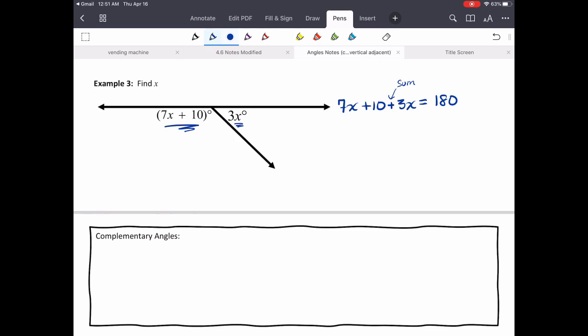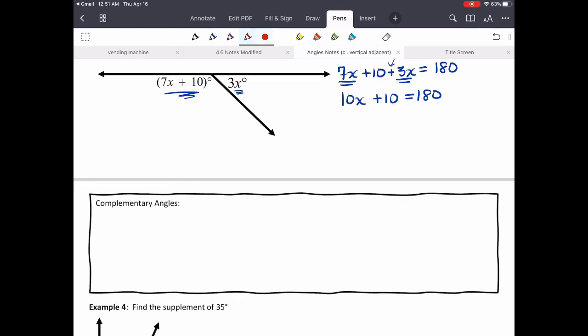So 7x plus 3x, when we add that up, we get 10x. Don't add 7 and 10x and get 17. Now I could divide by 10 or I could subtract 10. I want to, and you want to, subtract 10 first, then divide last. What you do to one side, you do to the other. What we're left with after that is 10x equals 170. The last step is dividing by 10. Those cancel out, and you're left with x equals 17.